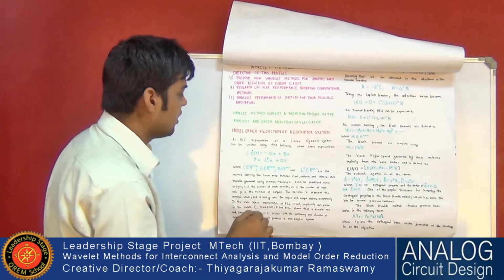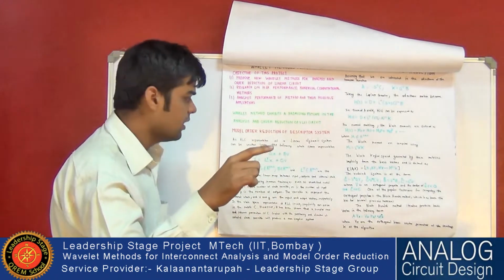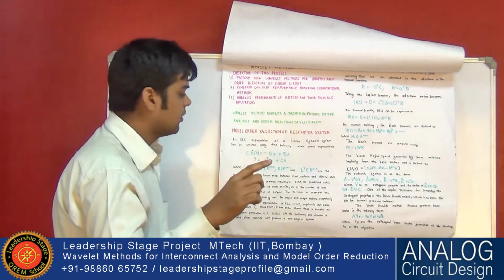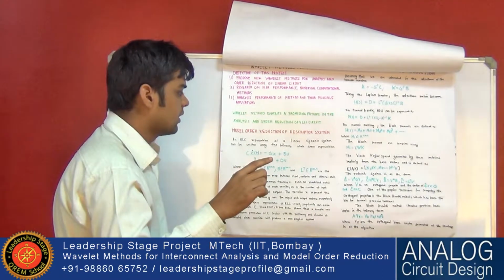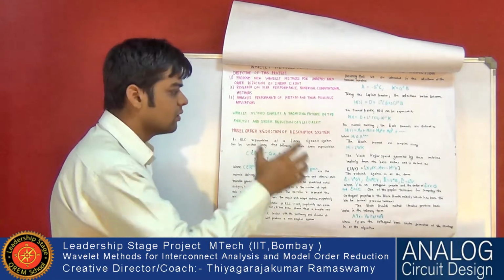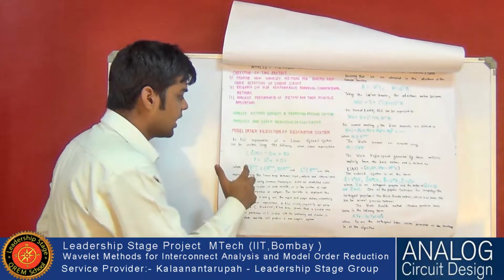In any RLC circuit, the capacitor is 1 upon SC, the inductor is represented by SL, and the resistor by R. If you take all these circuits and represent them in matrix form, it can be represented.